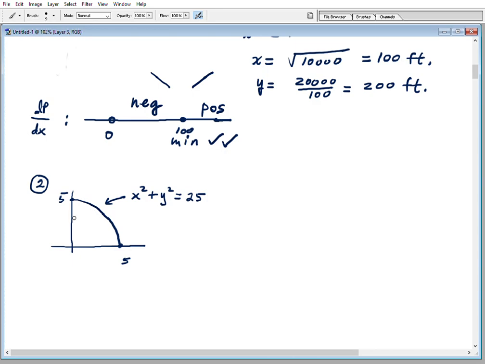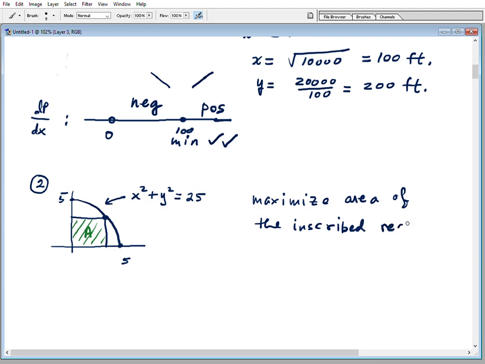And we have some sort of rectangle, okay, inscribed inside. So we want to maximize the area of the inscribed rectangle. All right, let's say this is the point (x, y). So the area is equal to x times y.